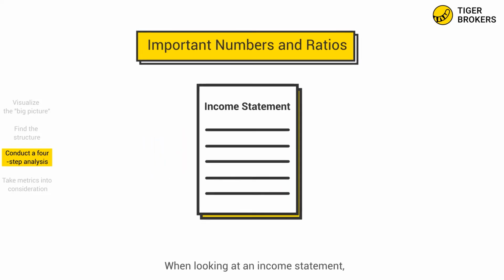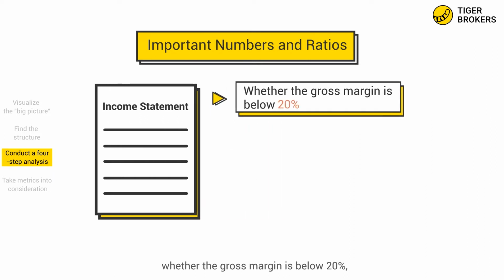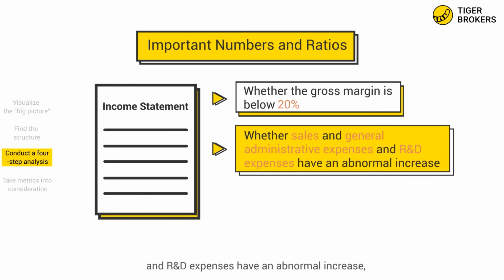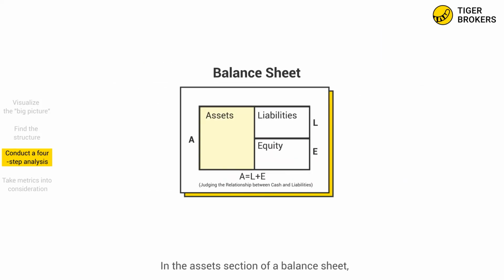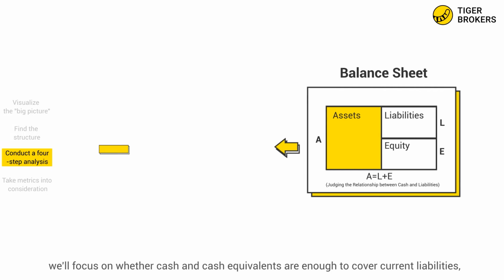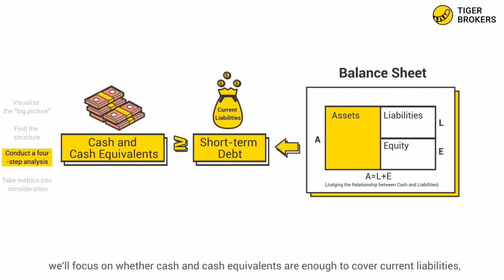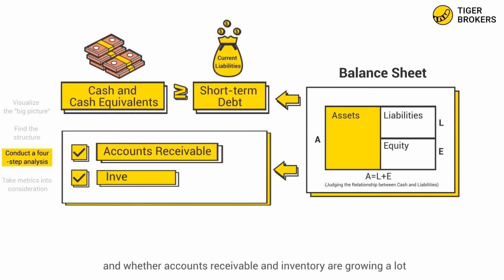When looking at an income statement, you should pay attention to the following important numbers and ratios: whether the gross margin is below 20%, whether sales and general administrative expenses and R&D expenses have an abnormal increase, and whether ROE is above 15%. In the assets section of the balance sheet, we'll focus on whether cash and cash equivalents are enough to cover current liabilities, including things like short-term debt, and whether accounts receivable and inventory are growing a lot.